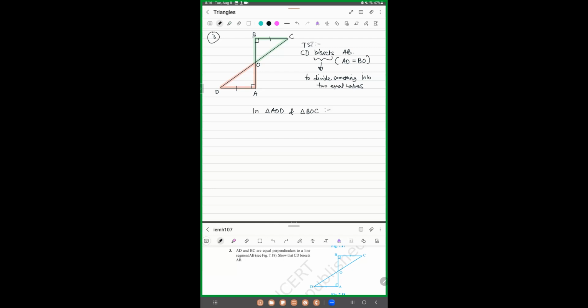In triangle AOD, you can see that AD is equal to BC, right? AD is equal to BC. That is given. Then angle DAO is equal to angle CBO, 90 degrees, given. This is also given to us in the question. One thing is left now. Either we find some other angle or we find some other side. What can we do?